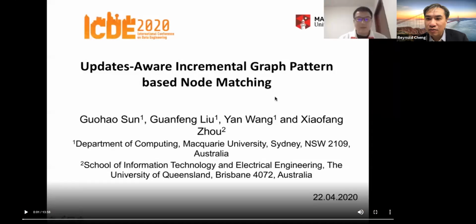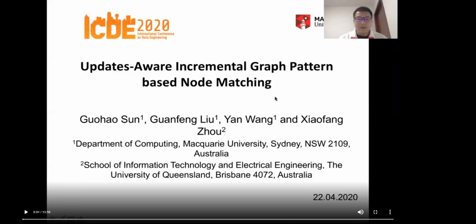We have Gorhausen talking about update-aware graph pattern-based node matching. Gorhausen is a PhD student in the Department of Computing of Macquarie University. His research area includes database and data mining. Please say a few words about your talk. Hello everyone. My name is Gorhausen from the Department of Computing, Macquarie University. Today I'm very happy to introduce my work, which is called Update-Aware Incremental Graph Pattern-Based Node Matching.